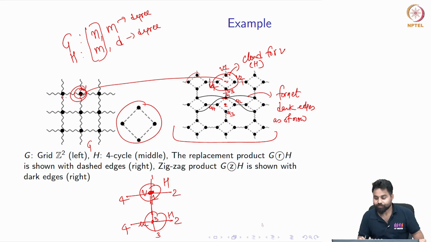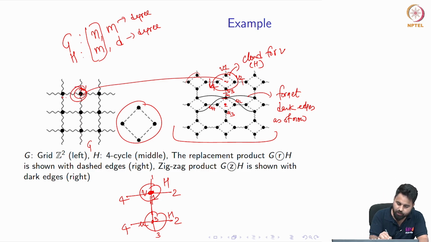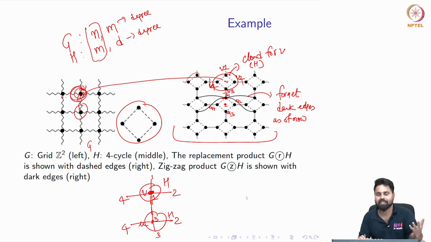Okay, now how are the edges coming? Edges are very, very obvious here. You see that these two edges earlier were adjacent edges, right? Now there will be an adjacent edge, basically an edge on this V3 and U1. It is actually coming from this edge. The graph coming from this process is known as the replacement product.